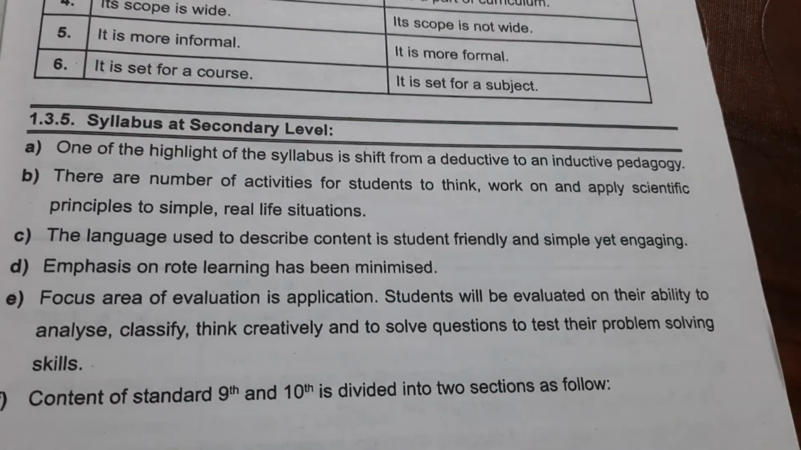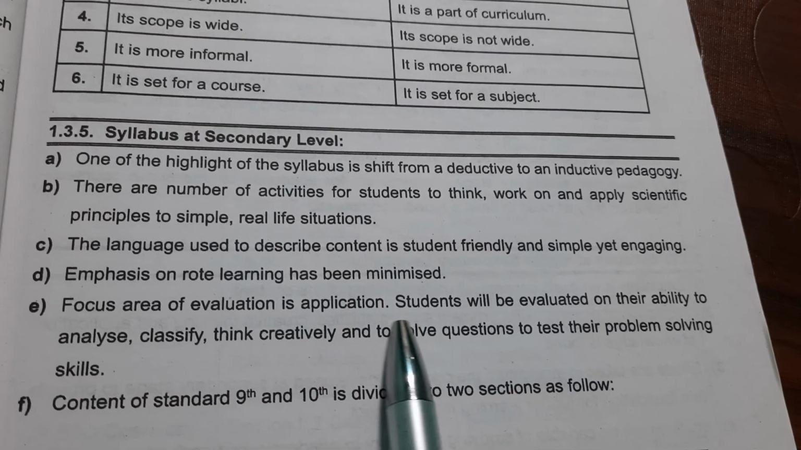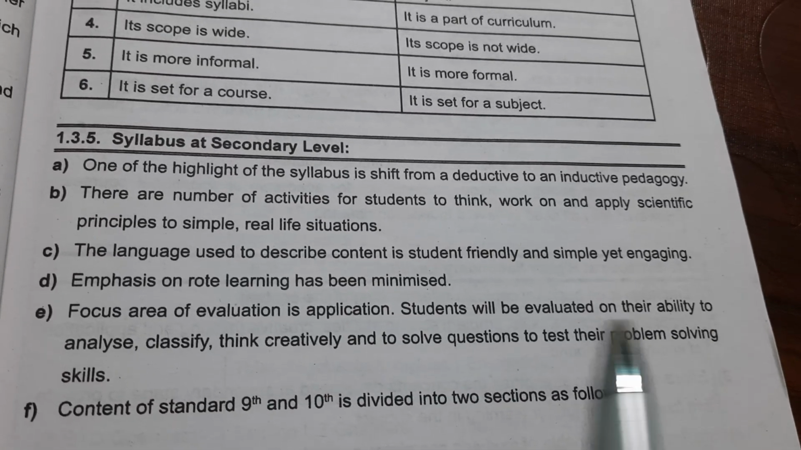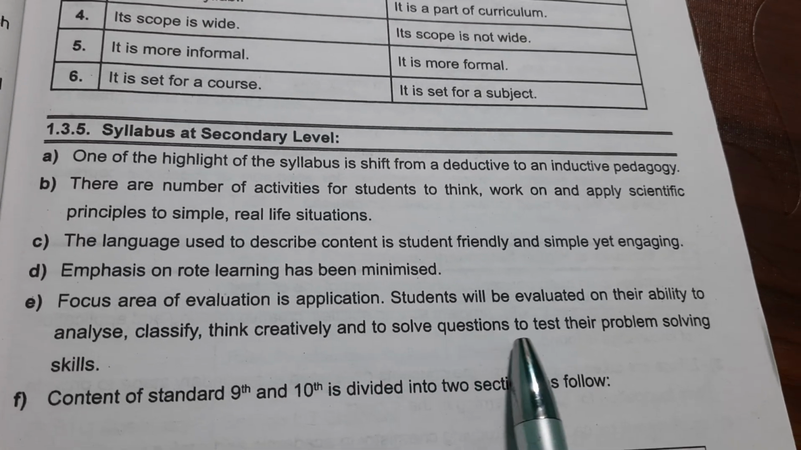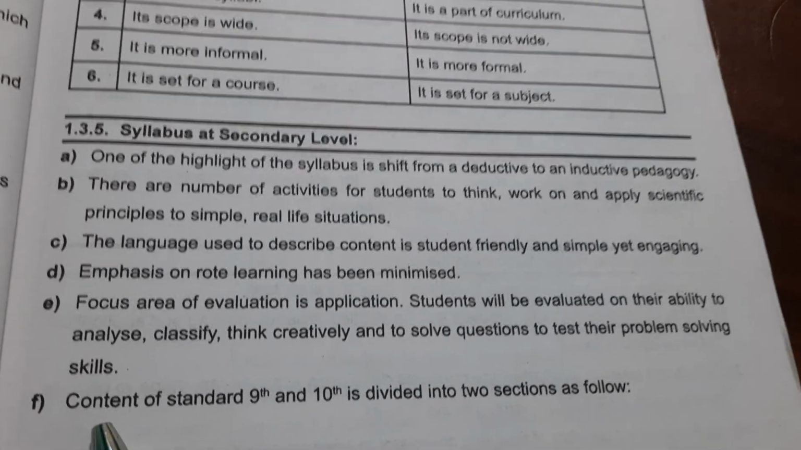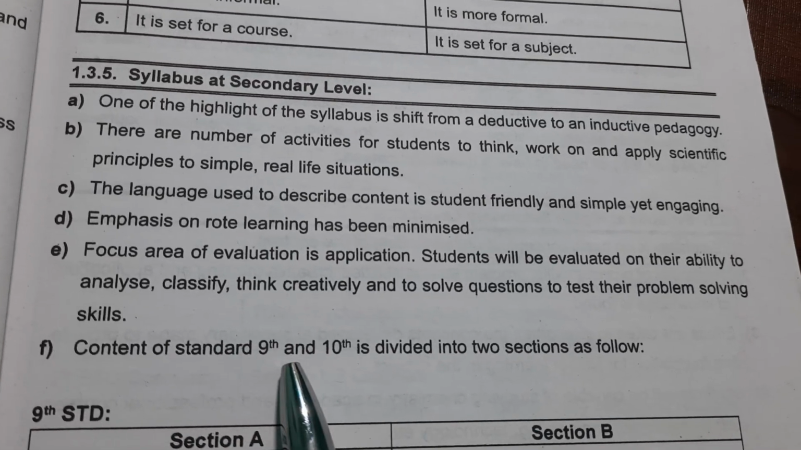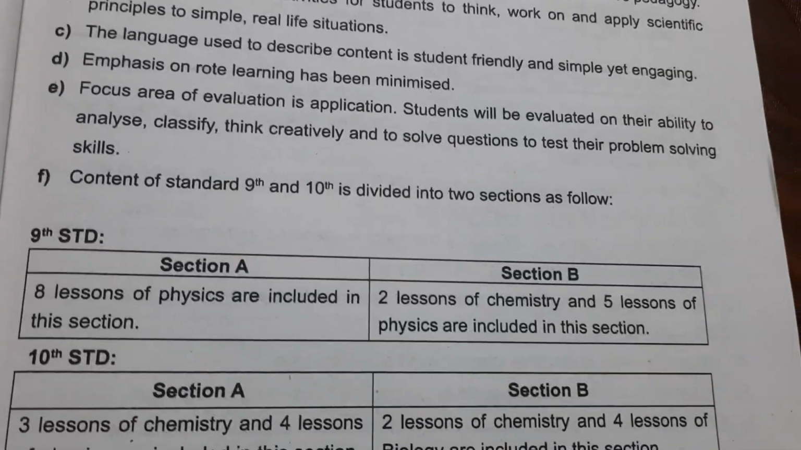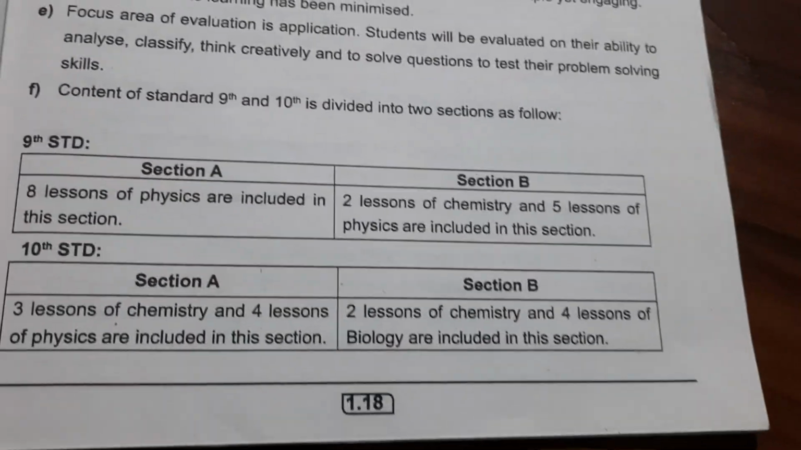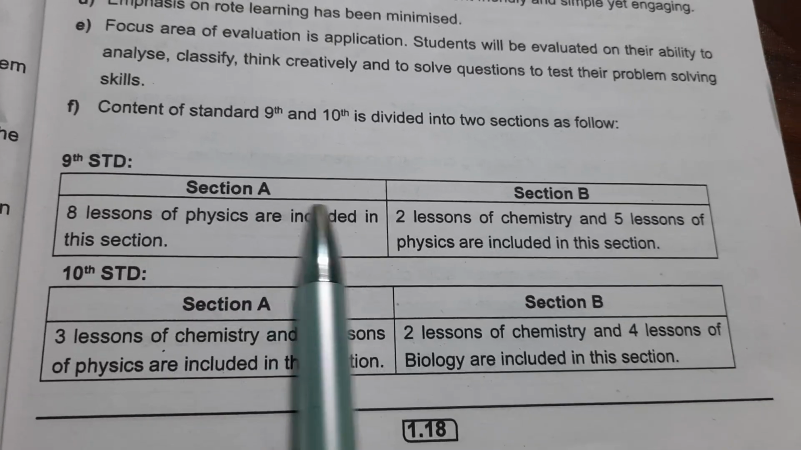Okay, you can take down these notes. The focus area of evaluation is application. Students will be evaluated on the ability to analyze, classify, think creatively and to solve questions, to test their problem solving skill. Content of standard 9th and 10th is divided into two sections as follows. So in this way there are sections for standard 9th and for standard 10th: Section A and Section B.